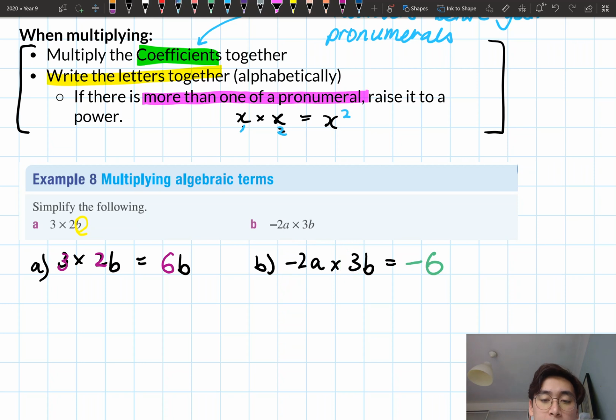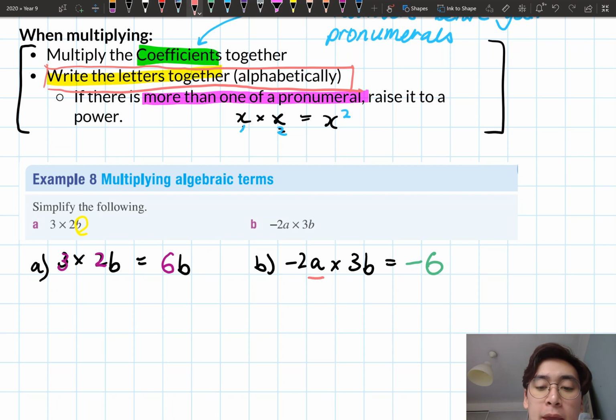Now that I've done that, I'm going to deal with the algebraic pronumerals. If you have a look here, what I wrote was that I need to write the letters together, and I've put a side note: I want to write them alphabetically. Usually mathematicians have a rule. It's kind of like a procedure, kind of like a code that we follow. We usually write it alphabetically. So we have a and b. So all I'm going to do at the end here is write them together. So that's going to be negative 6ab.